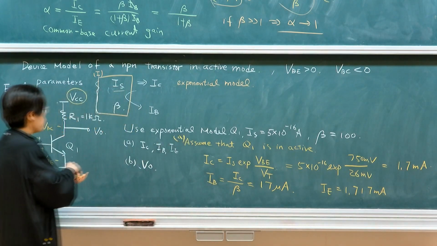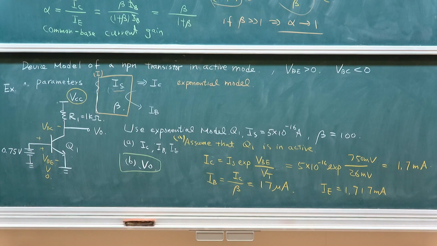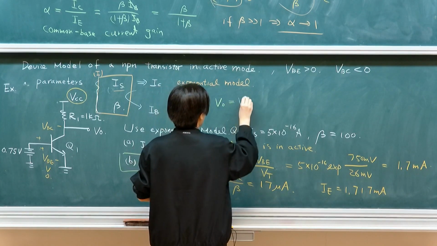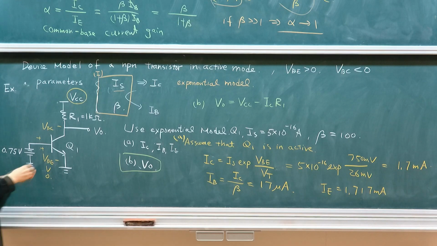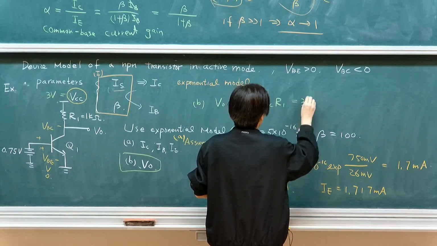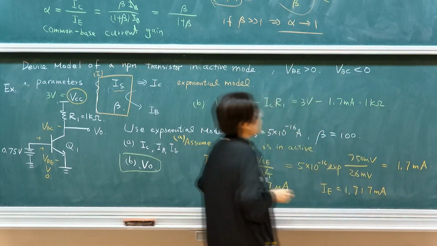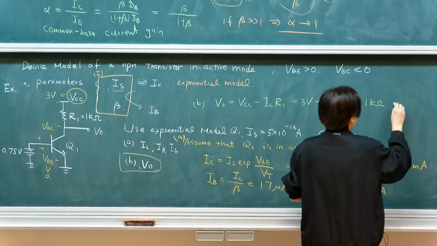The second part is how you find the output voltage. What is the output voltage? Output voltage will be determined by how much current is coming through R1. Because we're not connecting the output to any terminal yet, for part B, the output voltage will simply be VCC minus IC R1. Sorry, I forgot to give you, this is 3 volts. So that would be 3 volts minus IC, which is 1.7 milliamp, times 1 k ohm. This would then give us our output voltage of 1.3 volts.